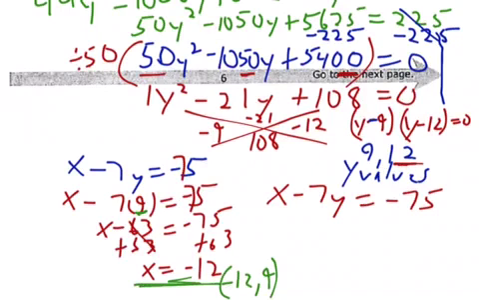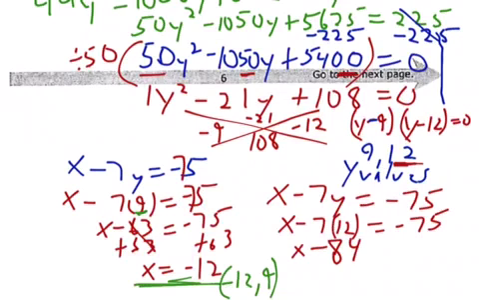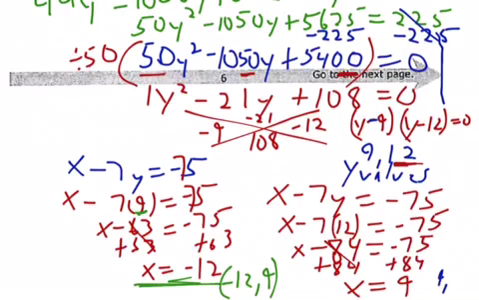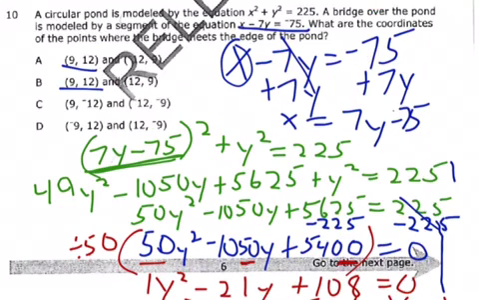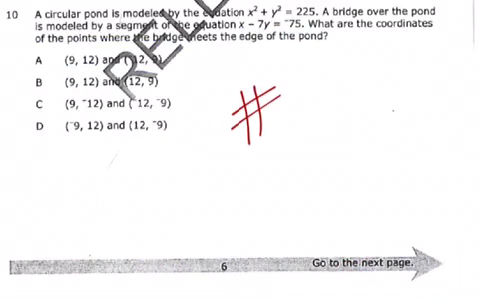All right, now back to our second plug-in. So now I'm going to plug in the 12, like I said, for y. So x minus 7 times 12 equals negative 75. Plus 84 to both sides, and then x equals 9. So that ordered pair would be 9, comma, 12. So negative 12, 9 and 9, 12 would be answer choice A. And that's two different ways to do number 10.